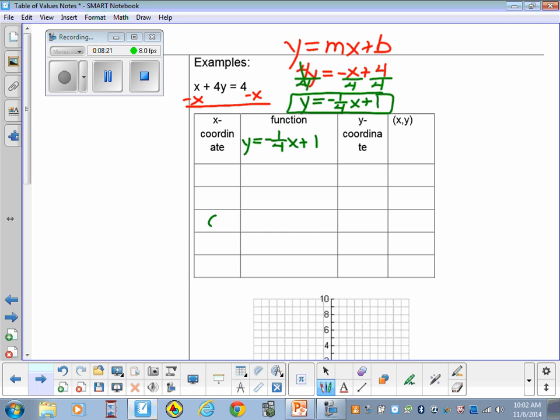So how about 0, 4, and 8? Negative 4 and negative 8. By picking multiples of your denominator, you will not have a fraction in your answer.